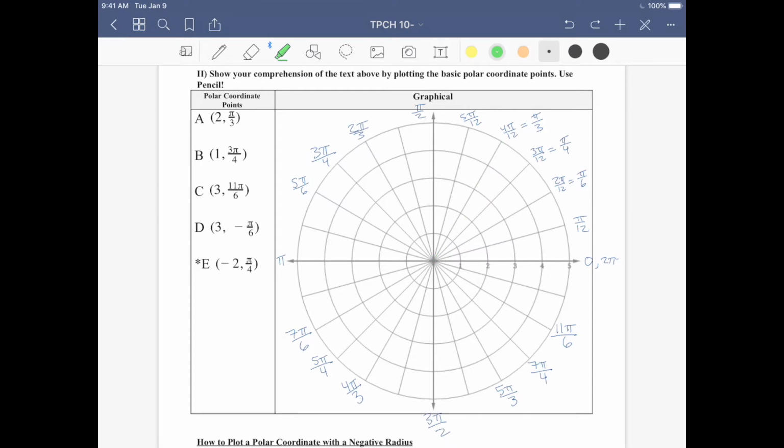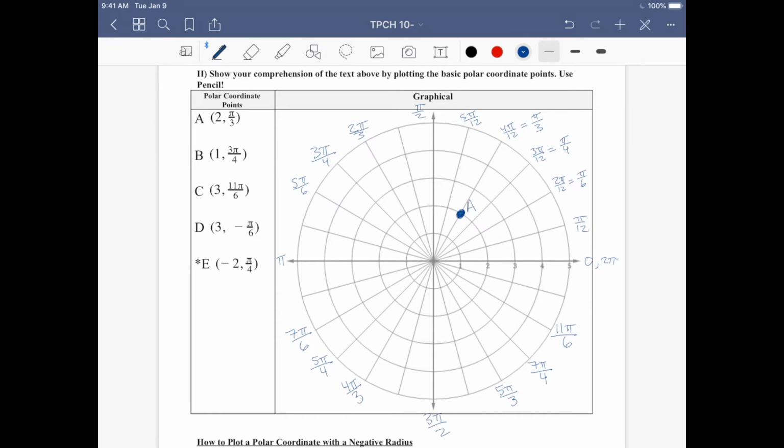I'm going to go ahead and get rid of that. And now I need to graph the radius of 2 on that pi over 3. So that would be right here. So I'm on the circle with the radius of 2, and this is the angle of pi over 3. So this is point A.